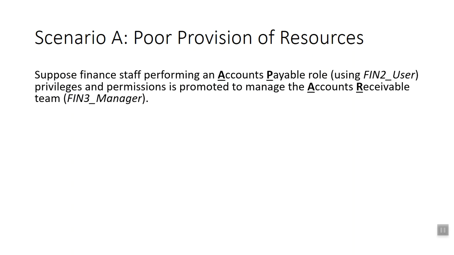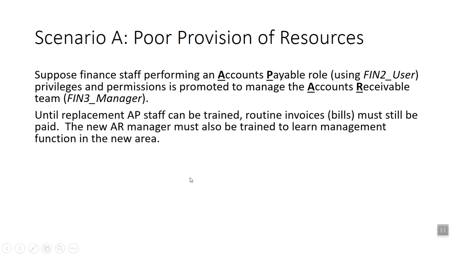So they're also going to use the group fin3 manager. And why are they going to do that? Well, there's transition when somebody's promoted. So the sensibilities kick into play until replacement AP staff can be trained. Let's face it, the routine invoices, the bills, must still be paid. The new AR manager must also be trained to learn management functions in the area. So they have to get new access to train, but hey, somebody has to pay the bills in the meantime, right?